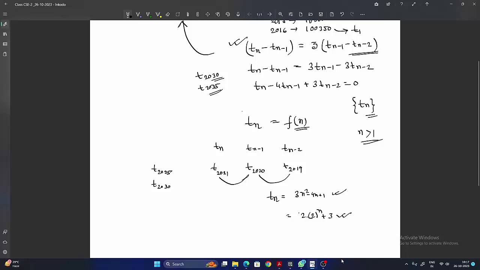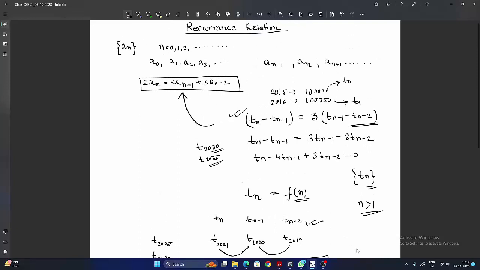That means we have some initial values, the known values, and we have a relation between subsequent years, that means the sequence terms. Then we build a relation and solve it to find the solution, and from that solution you can predict the population or the term for any value of n greater than 1. So a recurrence relation is nothing but a relation between the sequence terms.